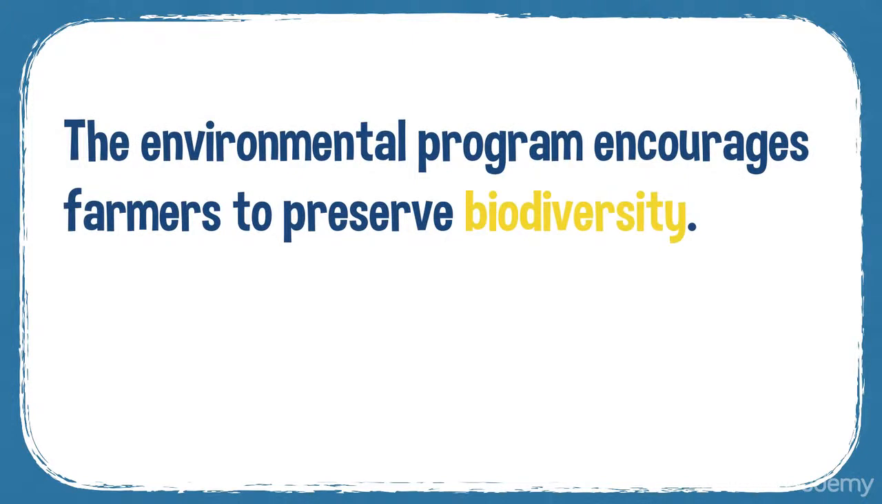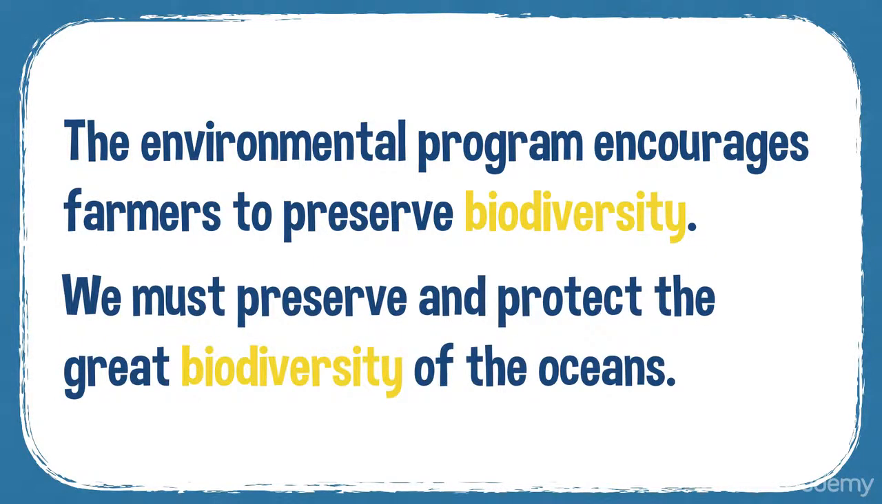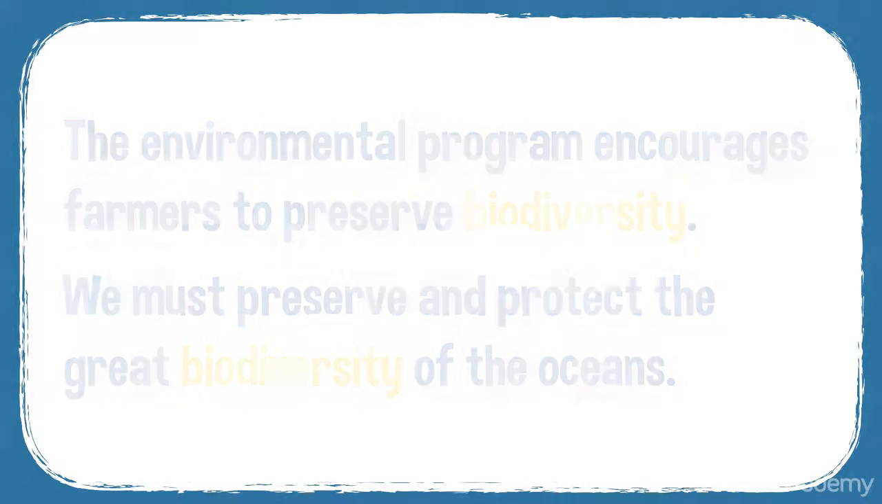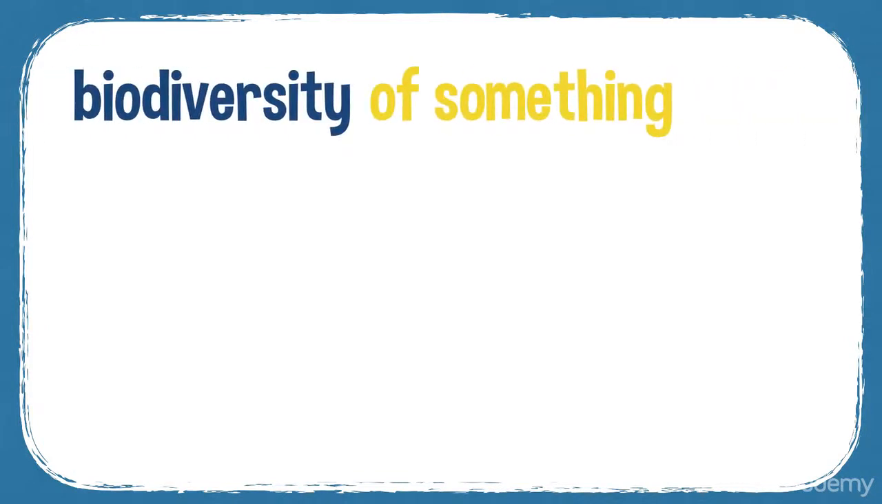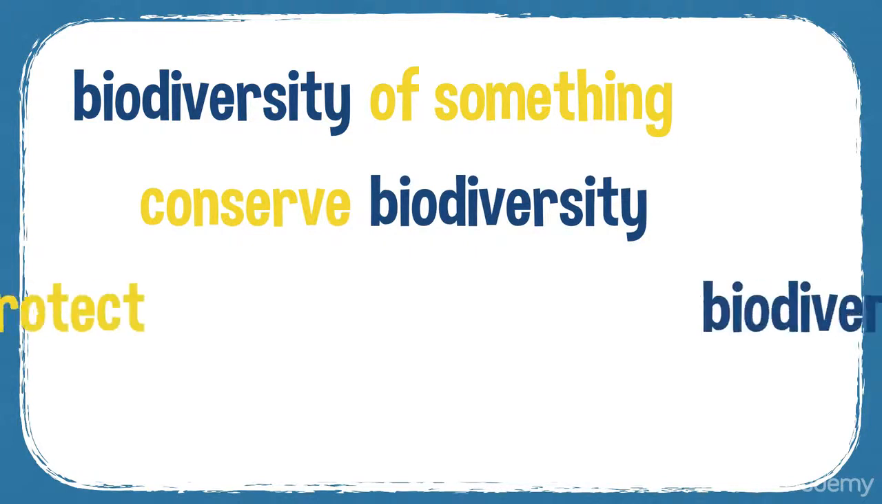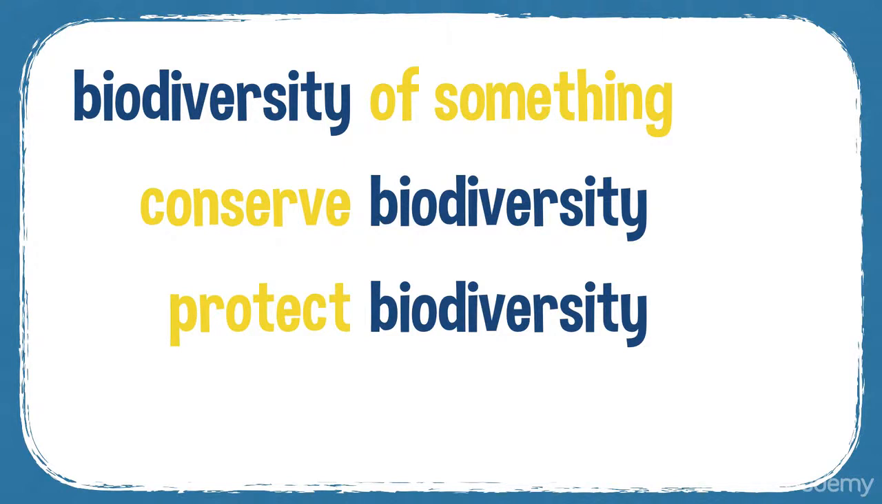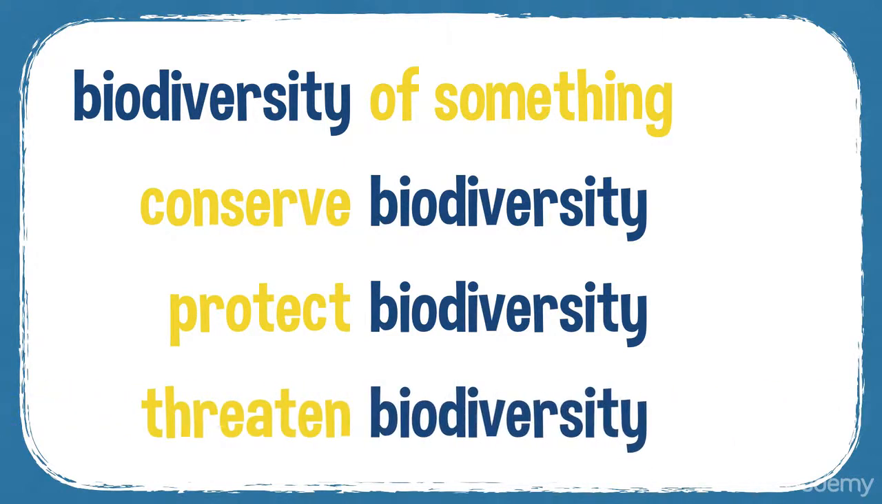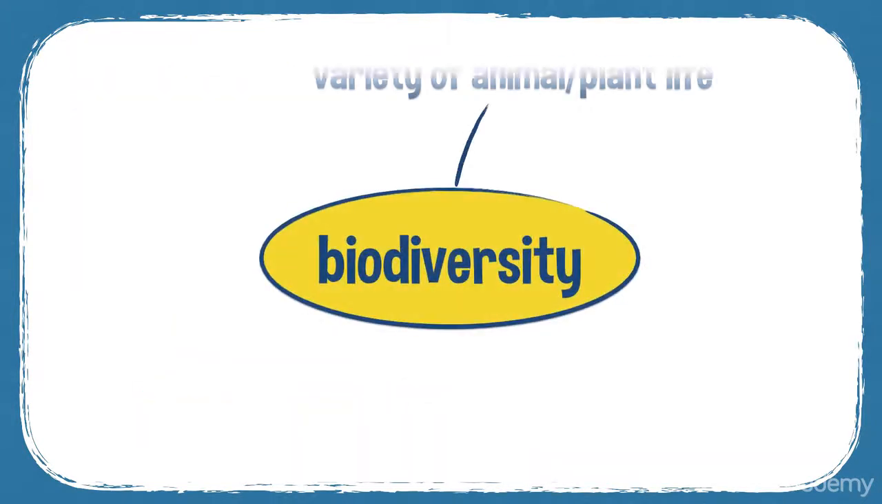Some example sentences. The environmental program encourages farmers to preserve biodiversity. We must preserve and protect the great biodiversity of the oceans. And you can have a biodiversity of something, of animals, of plants, of oceans, of rainforests. You can conserve biodiversity if you protect it, and protect it here as well. Protect biodiversity. And the opposite, threaten. You threaten biodiversity if you destroy the rainforests, for example.